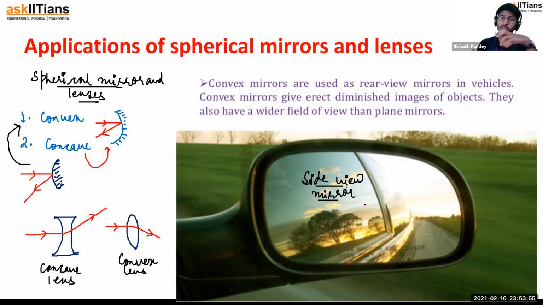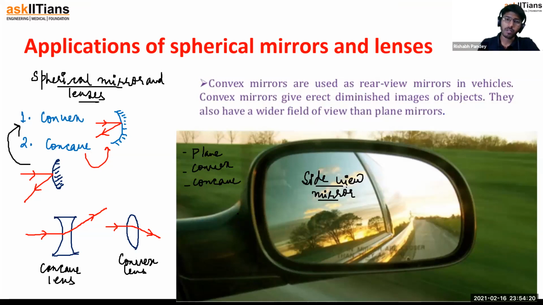Now, if I want to see the vehicle behind, the options are plane mirror, convex mirror, and the third option is concave mirror. You should be clear with your ideas, right? Plane, convex, and concave. If I am using a plane mirror, obviously the benefit is that I'll get an erect image of the vehicle.